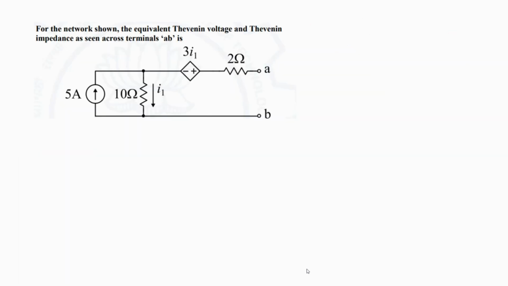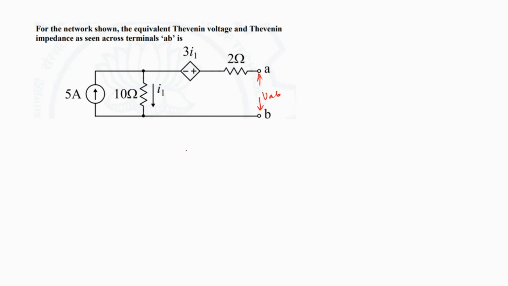So this particular problem was asked in the year 2021 in the doubly paper. Here we need to compute the equivalent Thevenin voltage and the Thevenin resistance across terminal AB. So let's compute VAB.